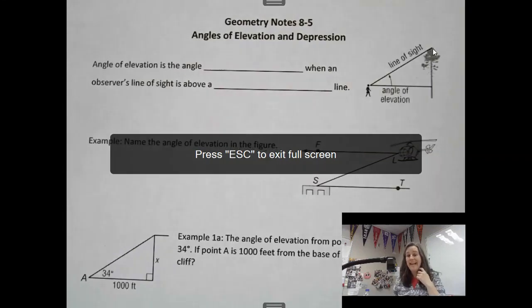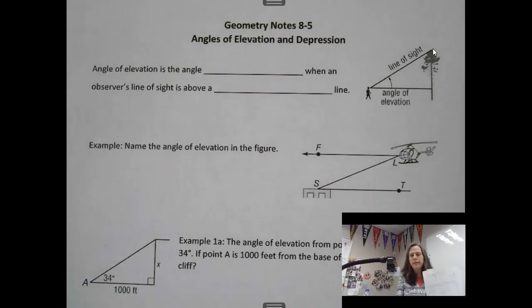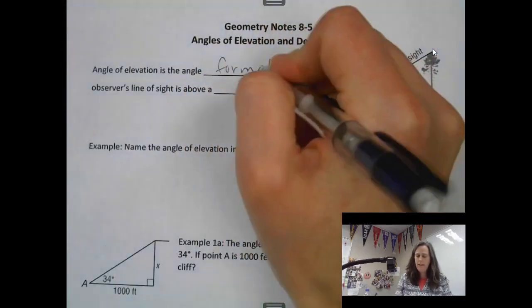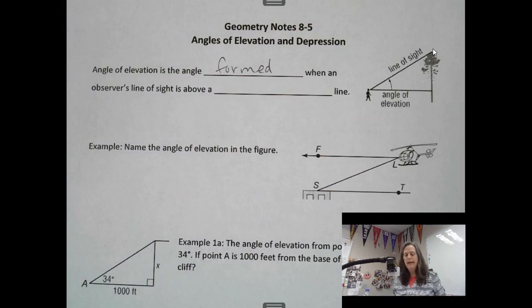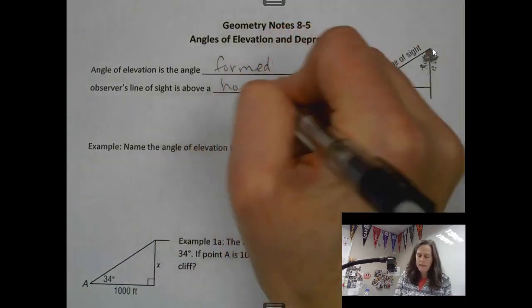All right, we're ready for this last section in Chapter 8, Section 5. It's the last one that we're going to do in Chapter 8. An angle of elevation is the angle formed when an observer's line of sight is above a horizontal line.